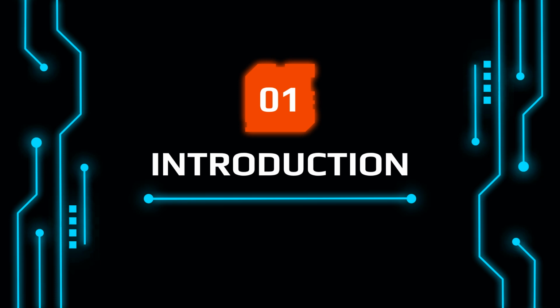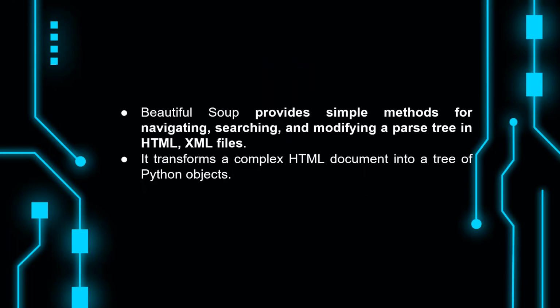So we are going to the introduction section. Beautiful Soup provides simple methods for navigating, searching, and modifying a parse tree in HTML and XML files. It transforms a complex HTML document into a tree of Python objects.